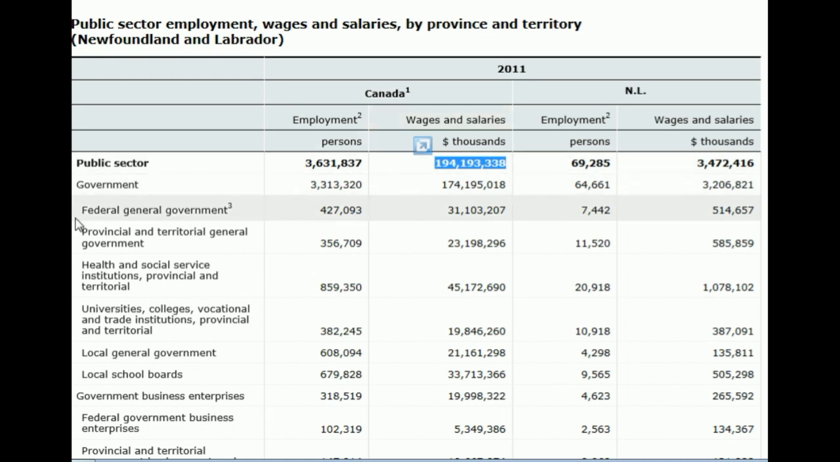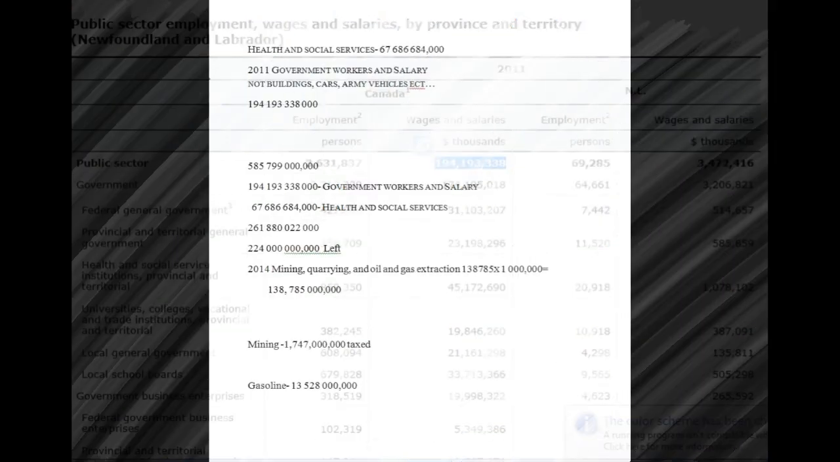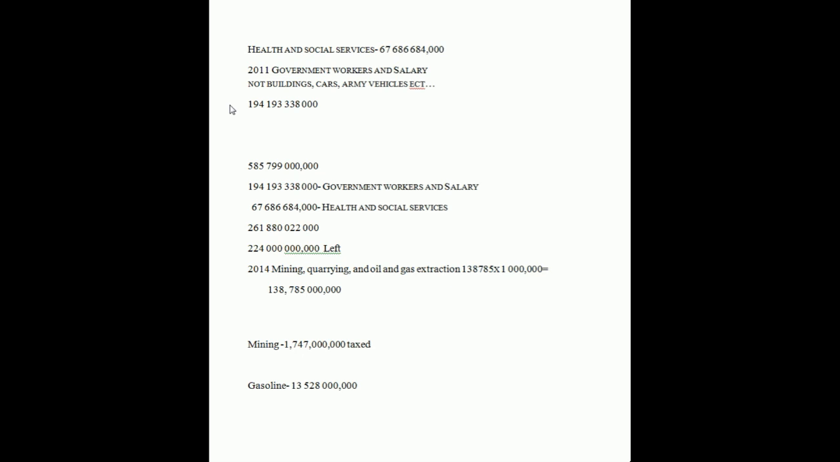This is just for salaries. This is not for infrastructure. This is for wages and salaries. So every year, the government is transferring out of the Consolidated Revenue Fund into the health and social services about $68 billion. And the government is also paying workers salary and wages to the tune of $194 billion, which is nearly 3 times the amount that they transfer to health and social services. Now, this amount of $194 billion doesn't include buildings, cars, army vehicles, the private airplanes that they fly on, the residences that they keep. This is just for their salary.